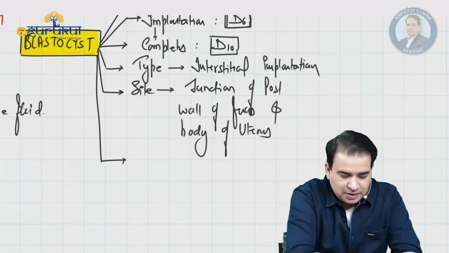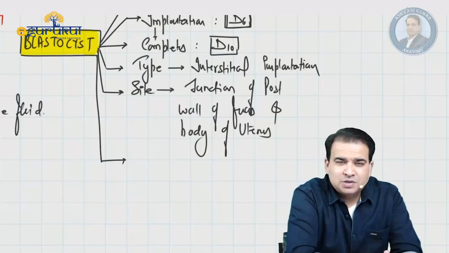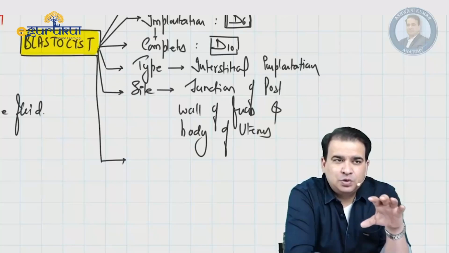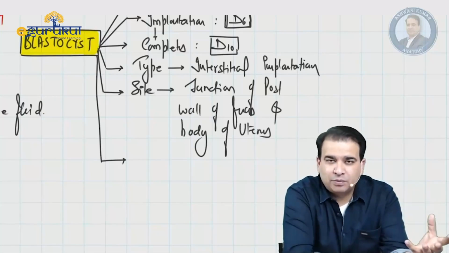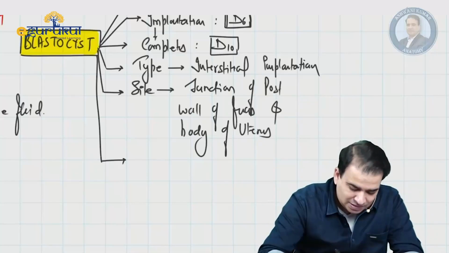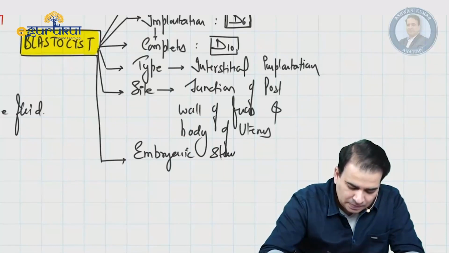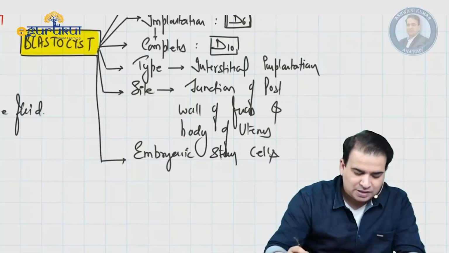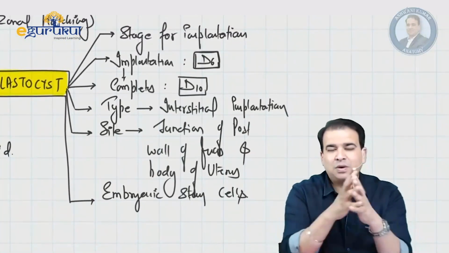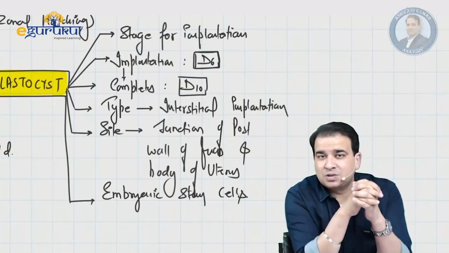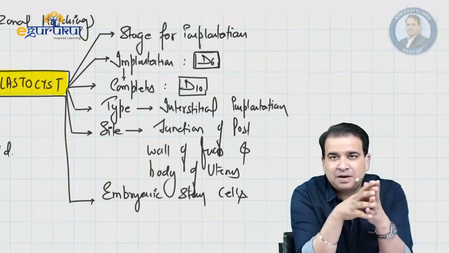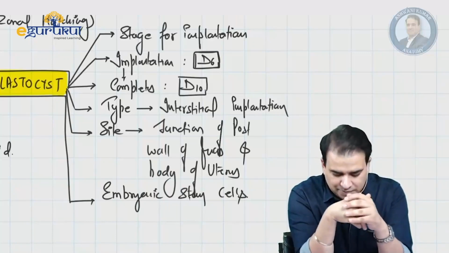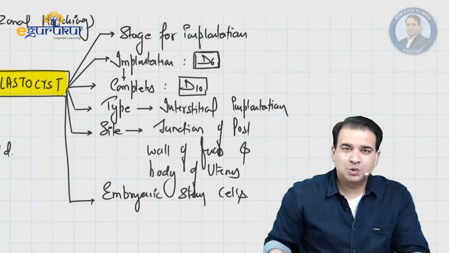And finally, one more question here, and that also is a recently asked question: what is the cell stage that we use to extract the embryonic stem cells from? If you want to take embryonic stem cells, where will you take them from? You will take them from the blastocyst only. This is the stage for the embryonic stem cells. So you can see there are so many questions which can be asked from this blastocyst itself. The stage of implantation, which day implantation takes place, completion of implantation, type, site, and also where the embryonic stem cells are extracted from. That answer is again blastocyst.